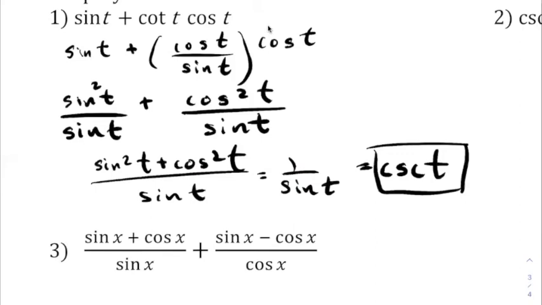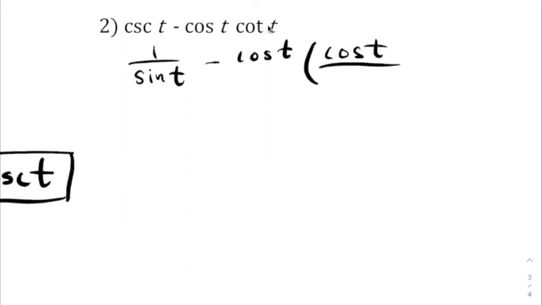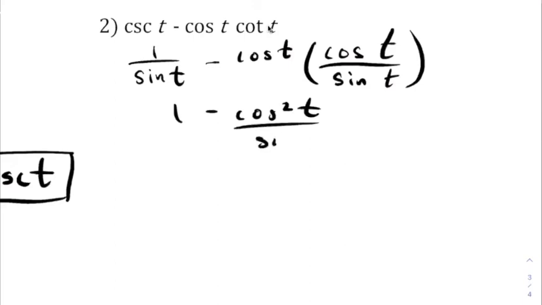All right, let's try number 2. Number 2 is going to be really, really similar. We've got 1 over sine t minus cosine t. And again, cotangent t, I'm going to try to rewrite in terms of both sine and cosine to see if it might help me reduce or rewrite. All right, we got what? 1 minus cosine squared t over sine t.